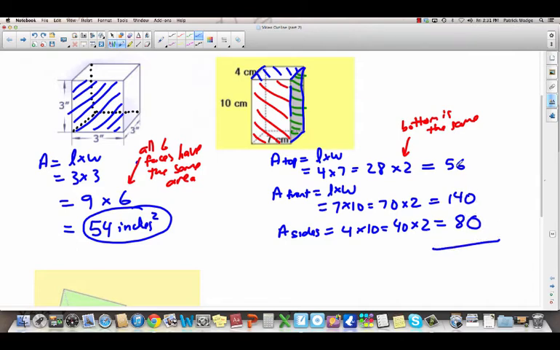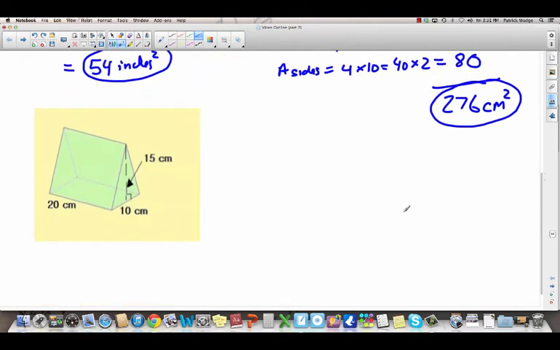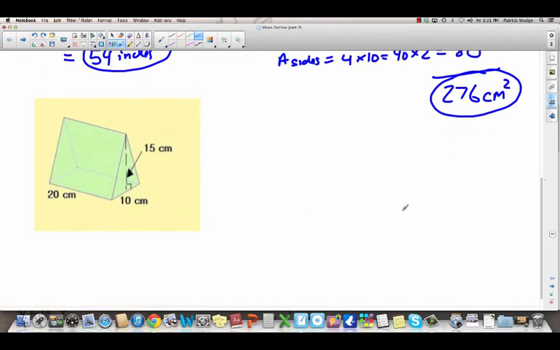140 and 80 is 220 plus 56 is 276 centimeters squared. Okay, next, triangular prism. How many faces does a triangular prism have? Not 6, 5. Let's call them front, back, bottom, and then the two triangular sides. Let's start with the area of the triangle, or triangles.